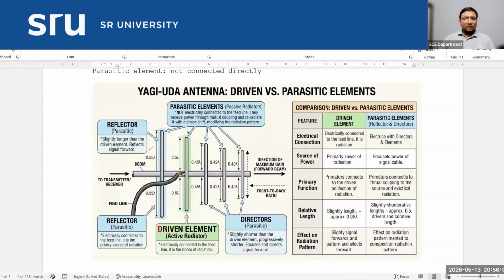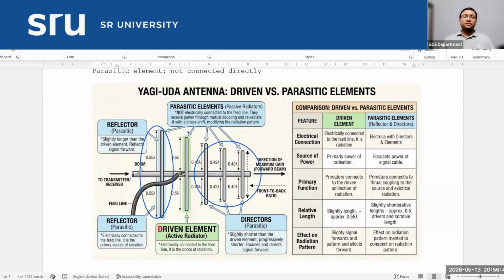Now these are called parasitic elements. This is also called parasitic elements. If you look at this, these three elements that are encircled are not directly connected to this driven element. They are mounted on a boom. That is different. This boom can be metallic, or can be made of plastic.